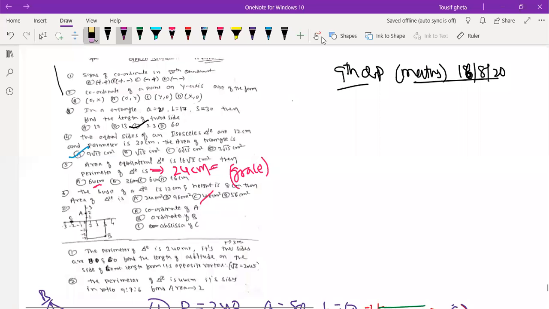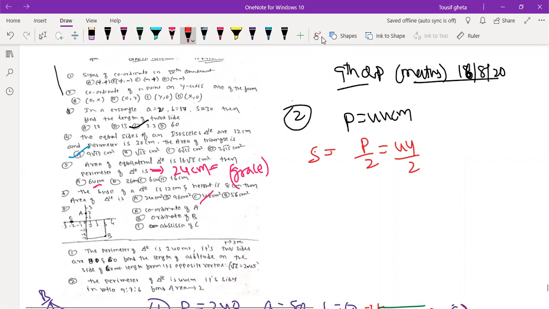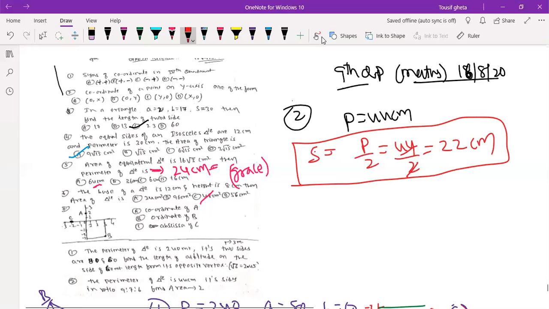Okay. Second one. The perimeter of a triangle is given. Perimeter is equal to 44 centimeter. The sides they give in the ratio. Find the area. It's very simple. So I can write semi-perimeter is equal to perimeter by 2. So this will be 44 by 2, which is 22. So we got semi-perimeter 22 centimeter. Good. But I need to find out the sides also because it is in the form of ratio.